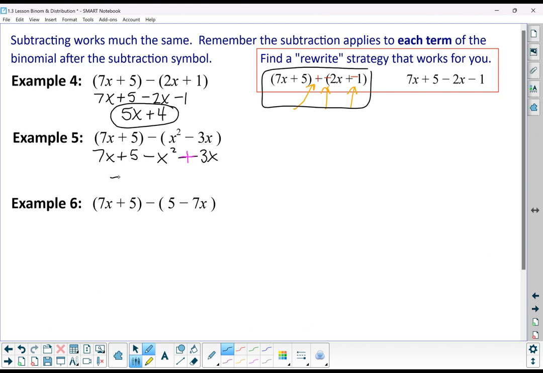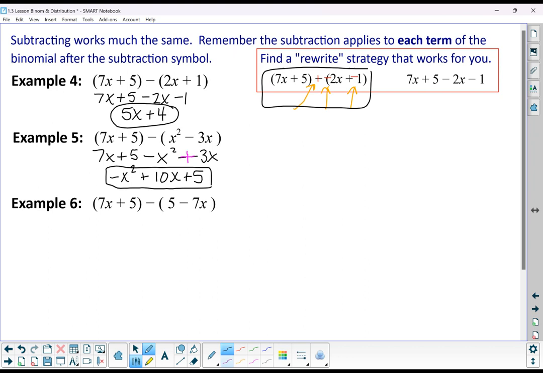In this case, the most powerful term is that negative x squared, so I'm going to write it first. I have the 7x that can combine with the 3x for a total of 10x. And then there's not another constant to combine with that 5, so it just stays as a constant in my answer. So our answer for example 5 is negative x squared plus 10x plus 5.